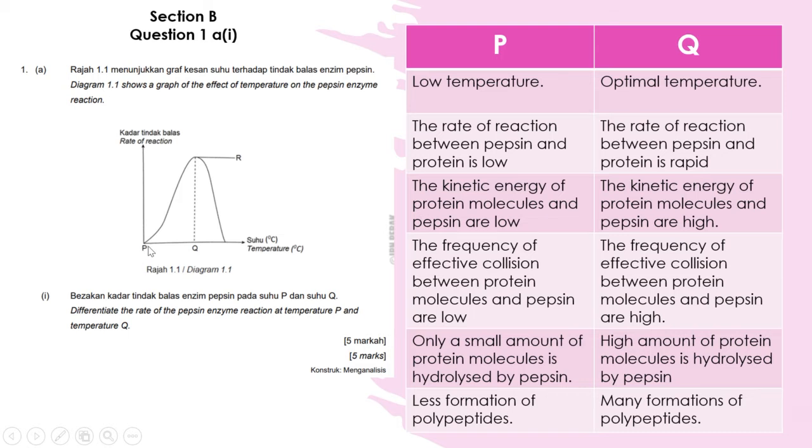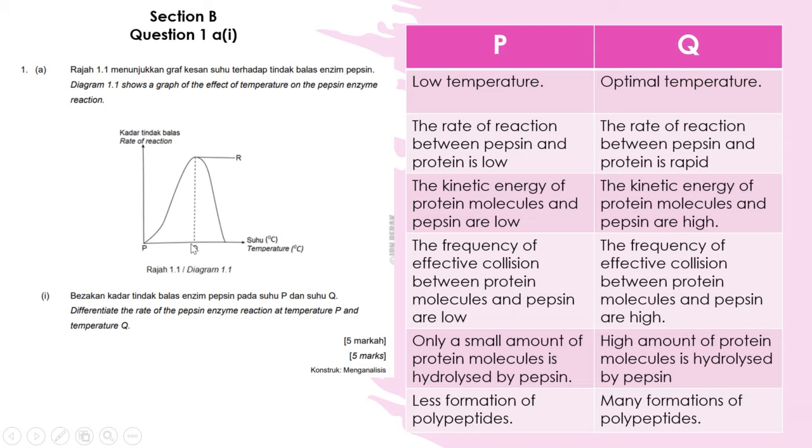0 degree temperature. So you have to take a look at the rate of reaction at point P here. When the temperature is 0 degrees Celsius, and then this is referred to as temperature Q. So at temperature Q, what happened to the rate of the reaction? The rate of the reaction is at the highest.